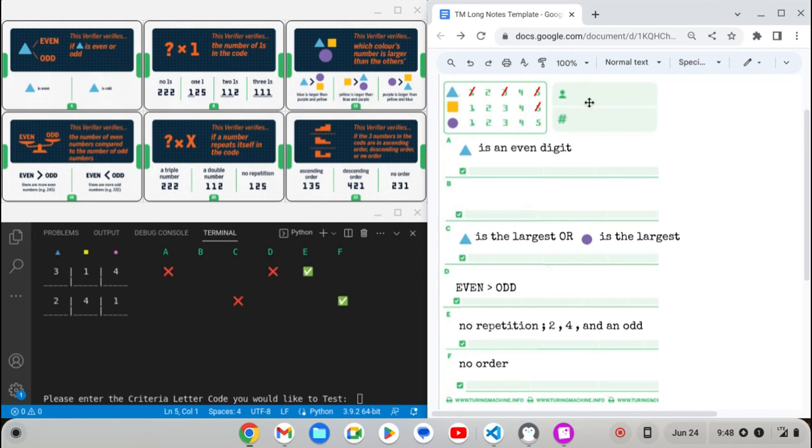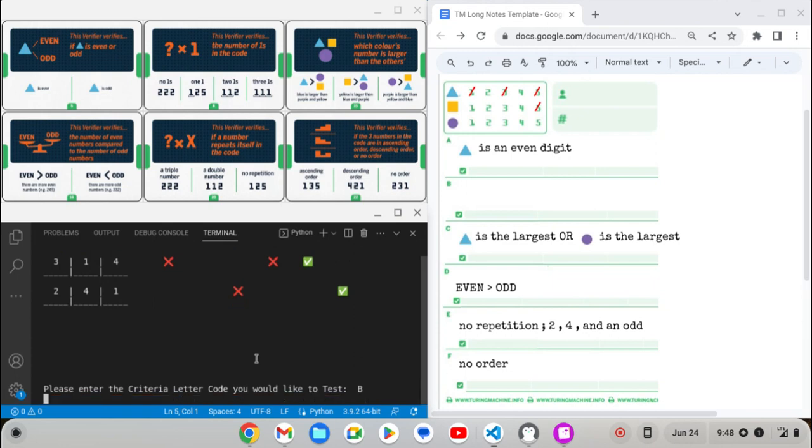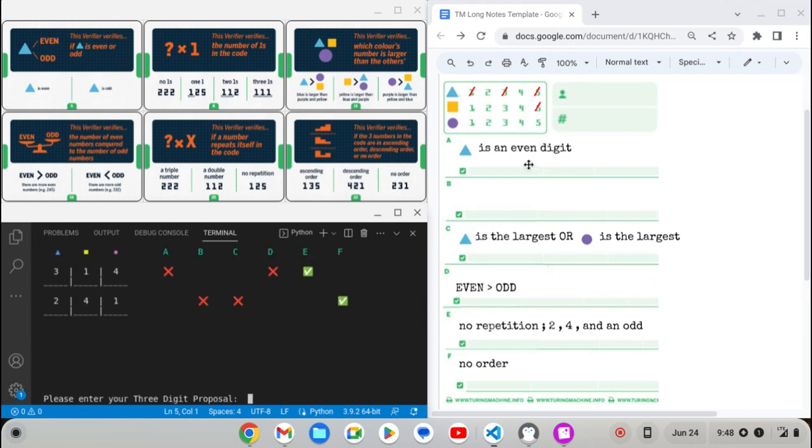Can I cross out 4? I guess technically no. Well, let's see. If circle is the largest and it's 5, yeah, it could be 4 because circle can still be 5. Yeah, so I can't cross it out. Okay, well let's just test if there's a 1. I think again there's too many possibilities to list. So let's go test B. Okay, so there is no 1. So let's go type that up.